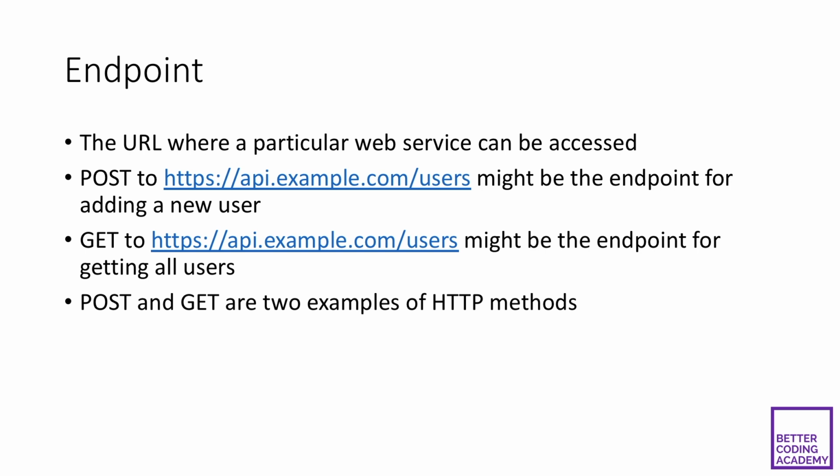I've just got 2 examples here relating to users. I've got POST to https://api.example.com/users. This might be the endpoint for adding a new user, and the reason for that is because POST generally means to create a new instance of. So when you post to users, you're creating a new user. And then if we do GET to https://api.example.com/users, that might be an endpoint for getting all users.